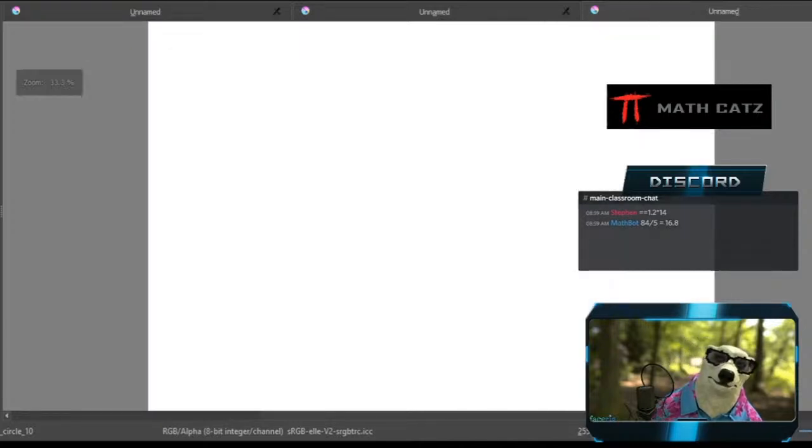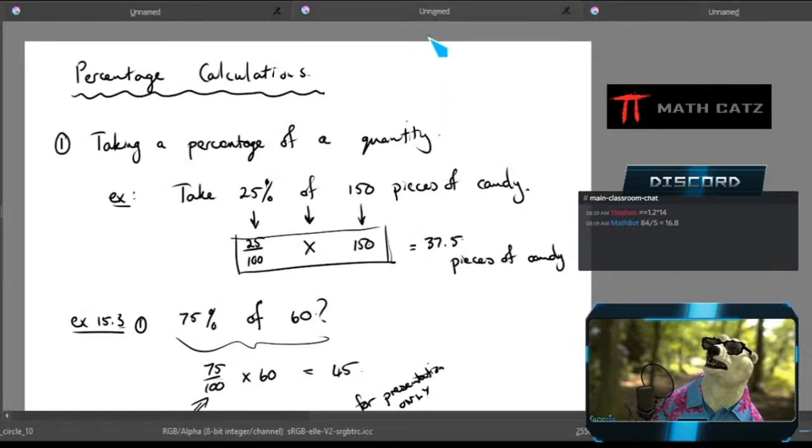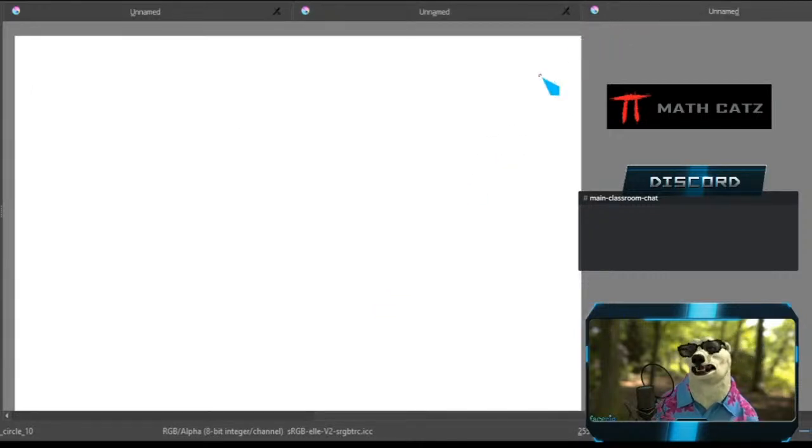But do notice that if it's a percentage larger than 100, I'm going to get more than the original quantity. So I have this baseline. If it's below 100, then I get less. If it's above 100%, then I'm going to get, for some reason, more than the quantity. It's important to realize that.